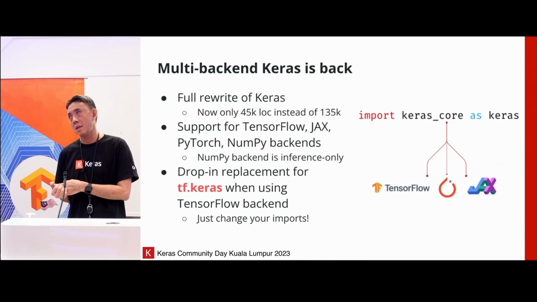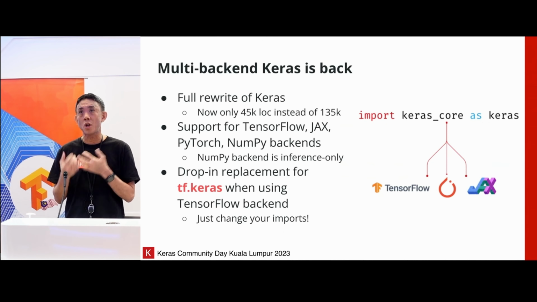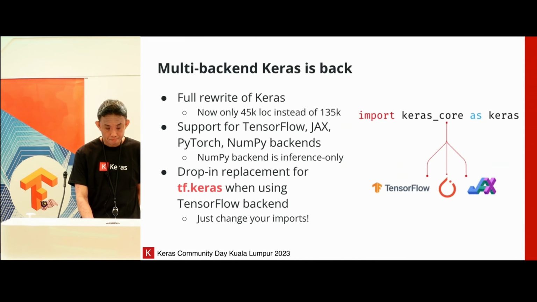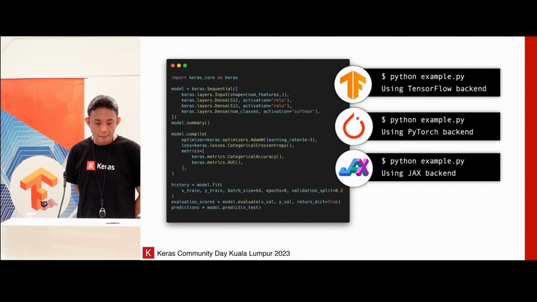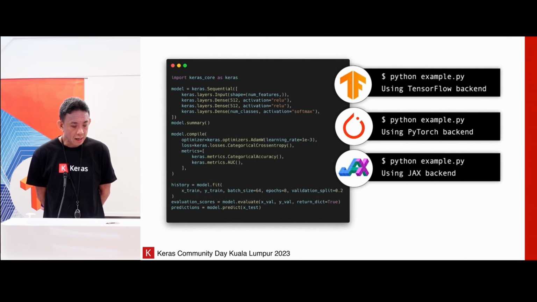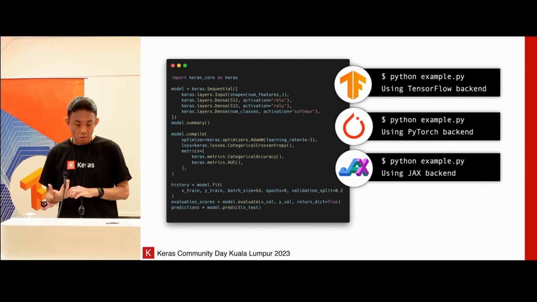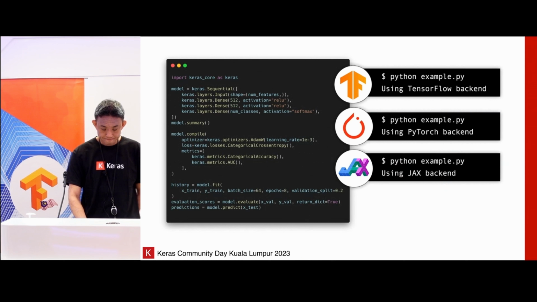All you need to do, if you have written your code using tf.keras, is change the backend. By changing the import, you can run a different backend. So you can just use import keras_core as keras, and the code can now run in different backends. For example, you can run the TensorFlow backend, or you can choose PyTorch, or you can run the JAX backend.